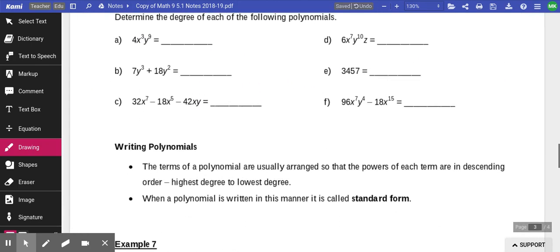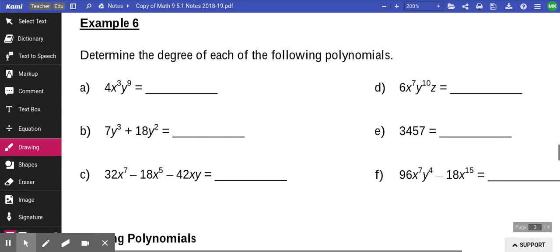All right, I want you to try to write out the degree of these questions. So I'll let you try it on your own, then I'll go through it. So write out the degree for each question. Okay, so I'll go through it so you can check your answers.